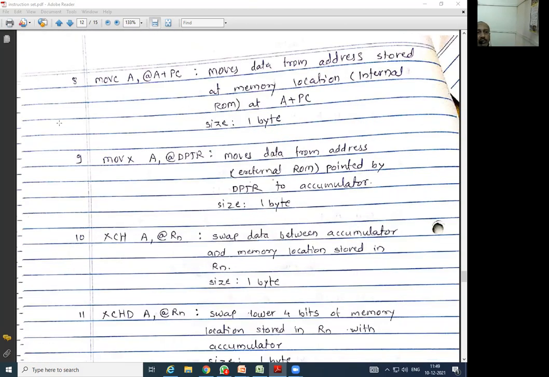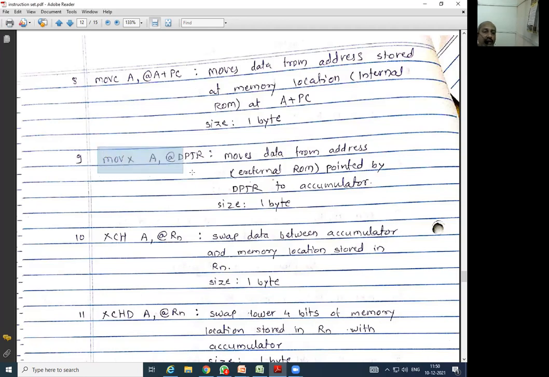Next one, that is MOVC A, @A+PC. Now this PC is, as we know, the internal program counter, that is the internal memory location. So what it is doing, it moves the data from the address stored at the memory location A plus PC. So that is going to be transferred into A, that is the accumulator.